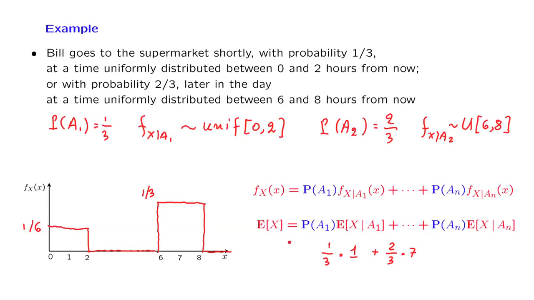So this is a simple example, but it illustrates nicely how we can construct a model that involves a number of different scenarios. And by knowing the probability distribution under each one of the scenarios, we can find the probability distribution overall, and we can also find the expected value for the overall experiment.